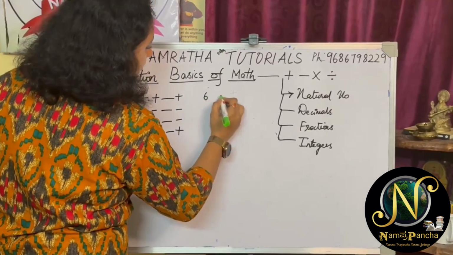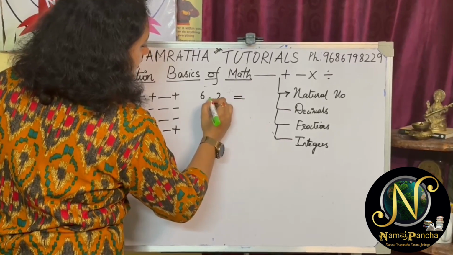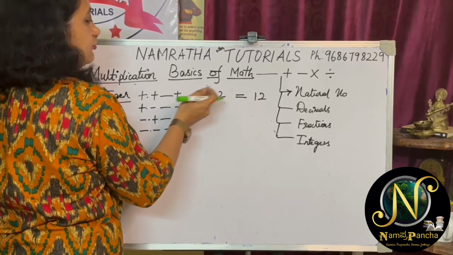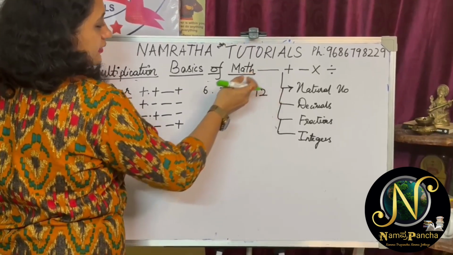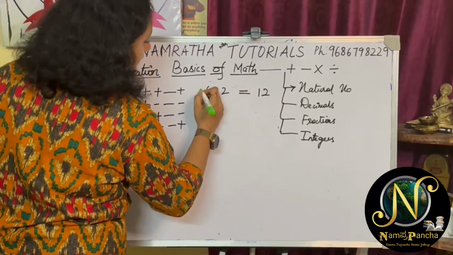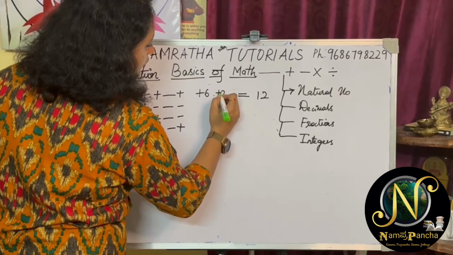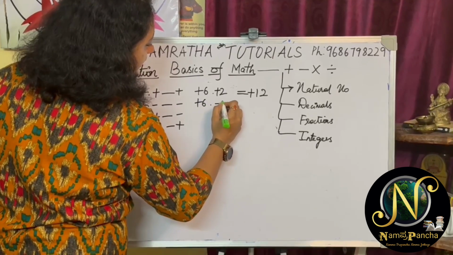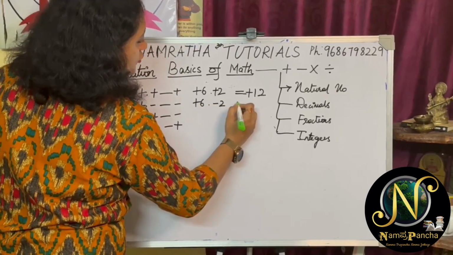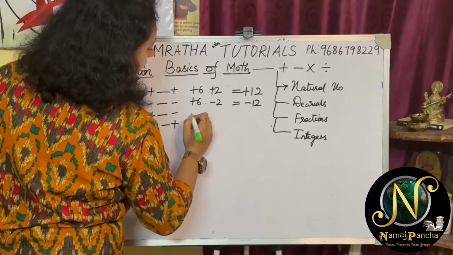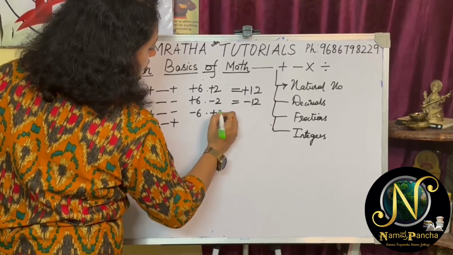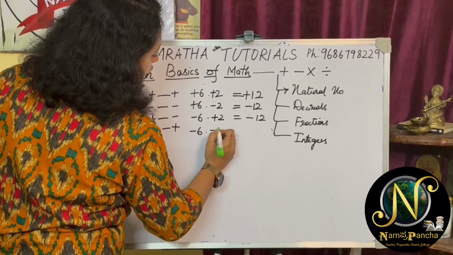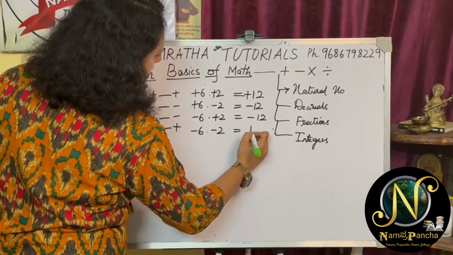So let's take 6 and 2. When we multiply 6 and 2, we will get 12. So that will be common. But when we add signs to these two numbers, this 12 will take different signs. So what will it take? Let's see. Plus 2 into plus 6 will give plus 12. Plus 2 into minus 6 will give minus 12. Minus 6 into plus 2 will give minus 12. Same way, minus 6 into minus 2 will give plus 12.